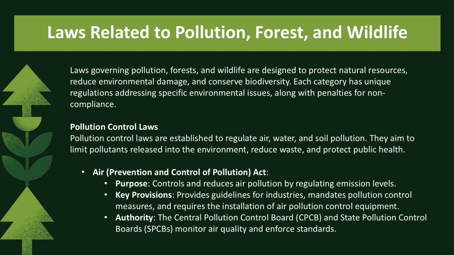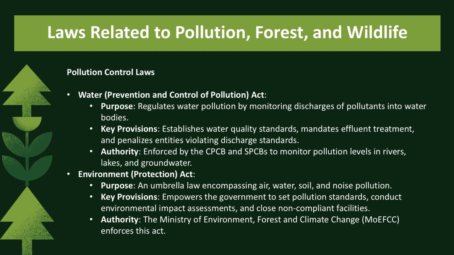Specific laws like the Air, Prevention and Control of Pollution Act regulate emissions to protect air quality, while the Water, Prevention and Control of Pollution Act manages water pollution. The Environment Protection Act serves as an umbrella law that addresses air, water, and noise pollution, empowering authorities to enforce pollution control and conduct impact assessments for major projects.